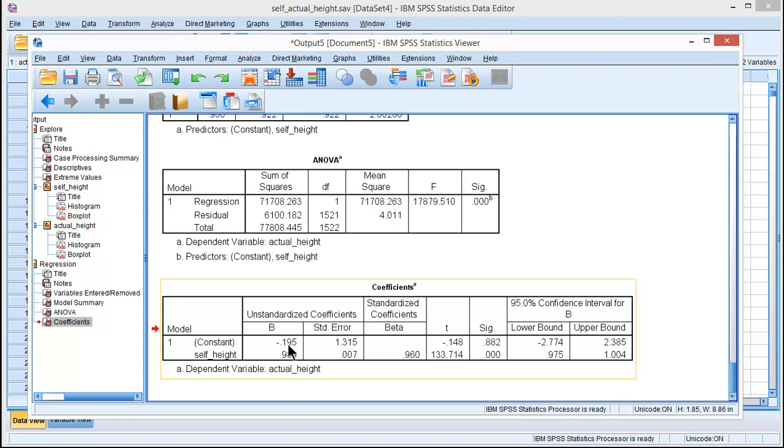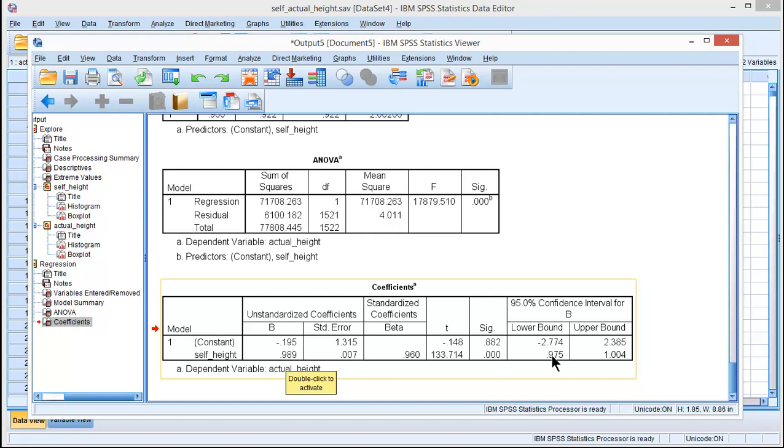But this is simply for the purposes of building a regression equation. We need the intercept. We need to start somewhere. Now, the unstandardized beta weight for height is 0.989, and it's statistically significant with a t-value of 133.71 and significance of p less than 0.05. In fact, it's p less than 0.001.